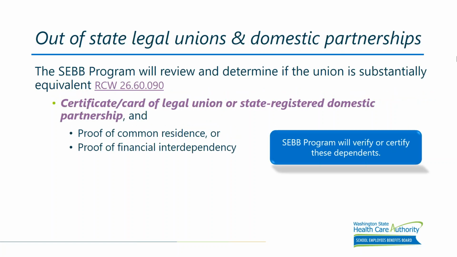For those out-of-state legal unions and domestic partnerships, the SEBB program will review and determine if that union is substantially equivalent, but documentation must be provided for them. So we're looking for a certificate or a card of legal union or state-registered domestic partnership from that other state, and they'll also have to supply proof of common residence or proof of financial interdependency. And again, the SEBB program will verify or certify these dependents.